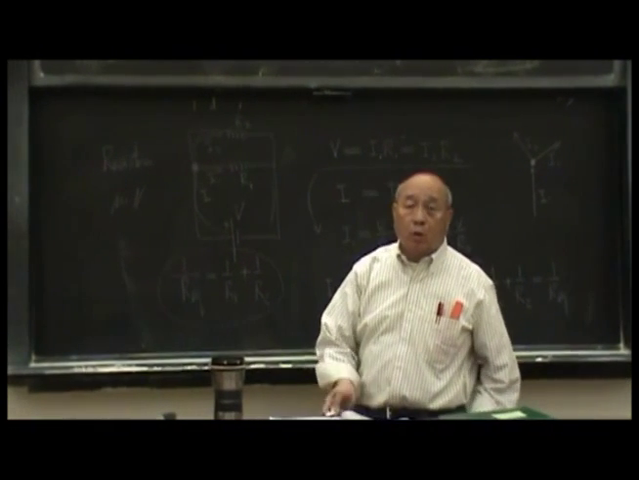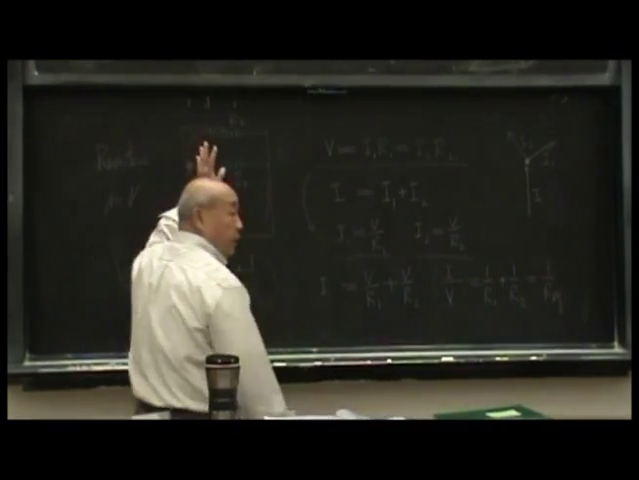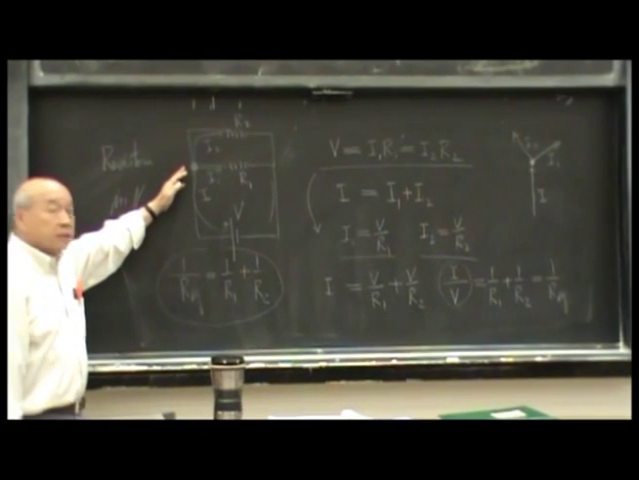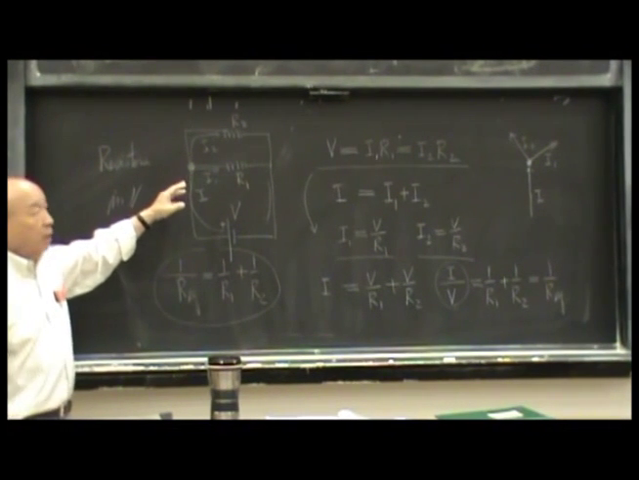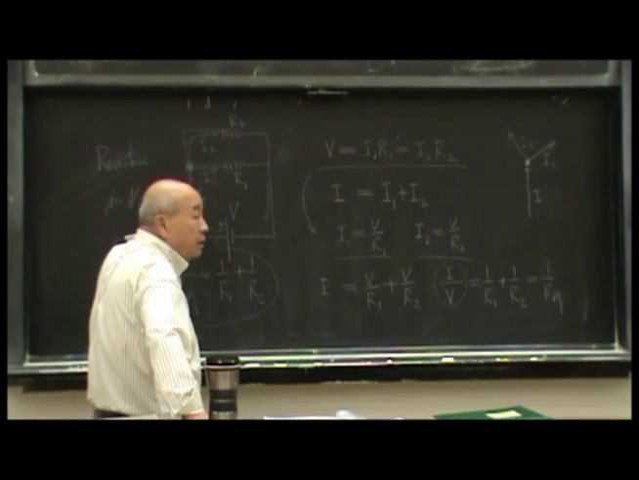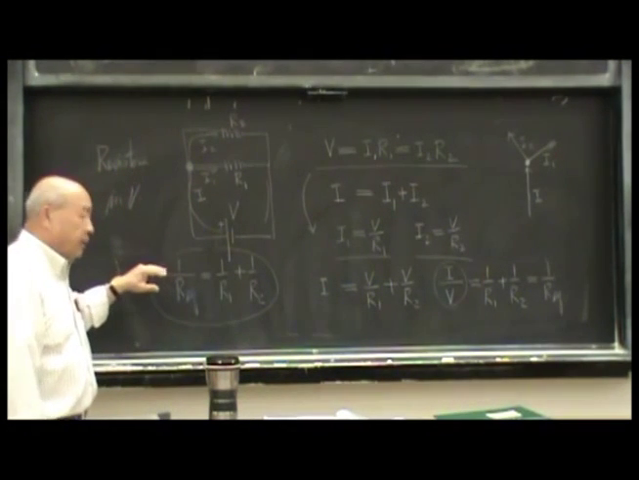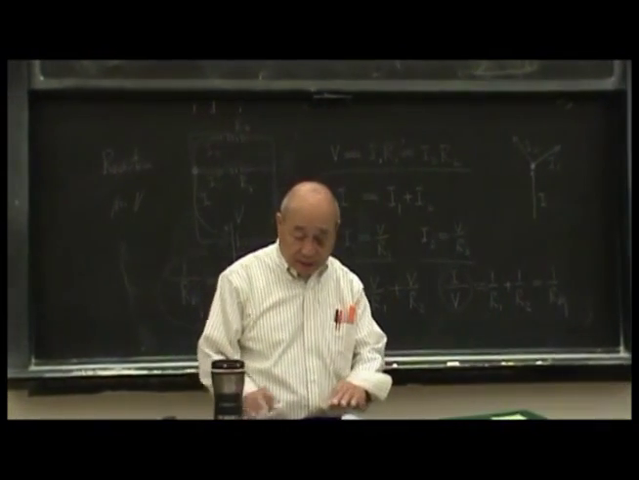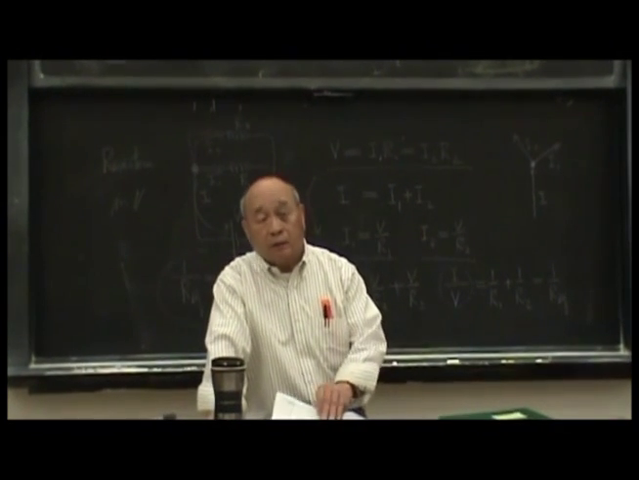So please look up the capacitance. The capacitance is just the opposite. Capacitance in parallel is C equivalent equal to C1 plus C2. When the capacitance is in series, then 1 over C equivalent equals 1 over C1 plus 1 over C2. Please use that as a comparison, then you will remember better. Okay.